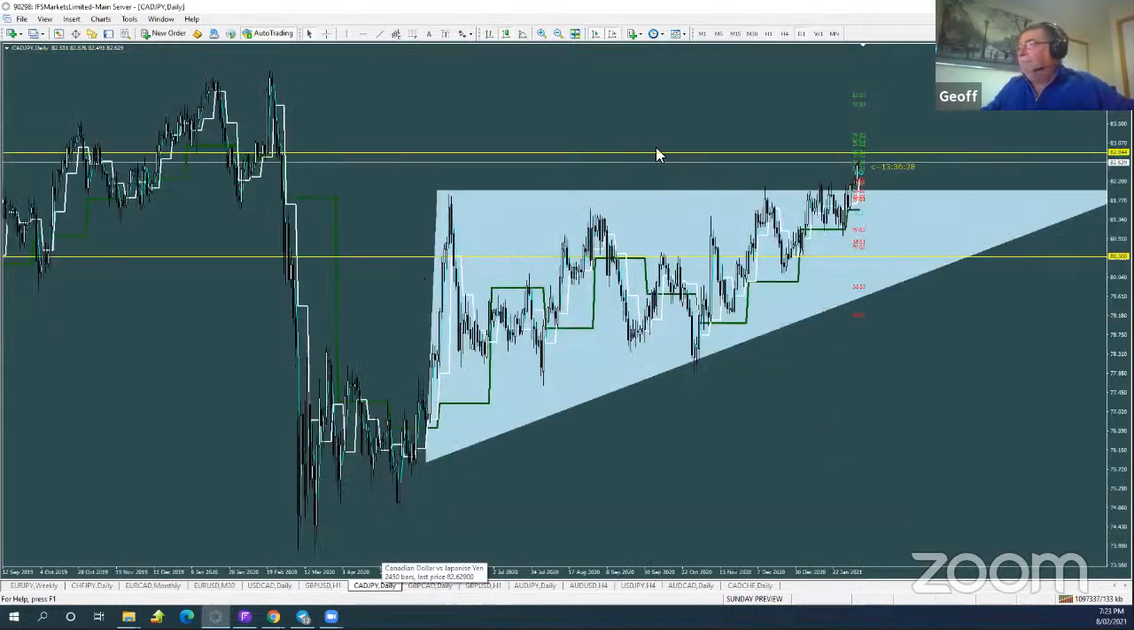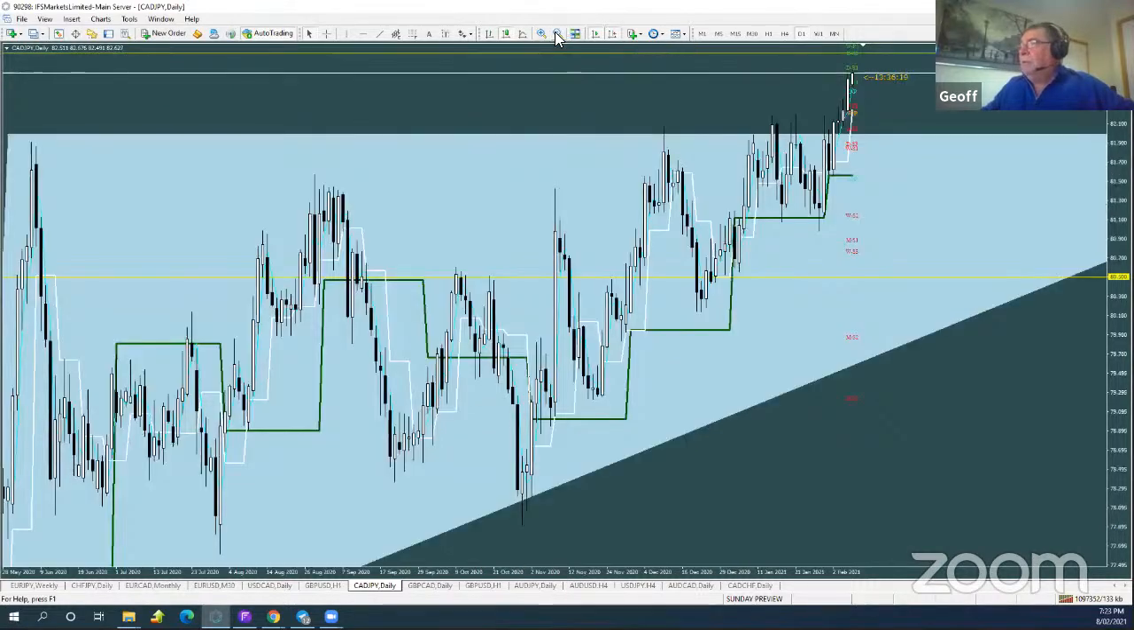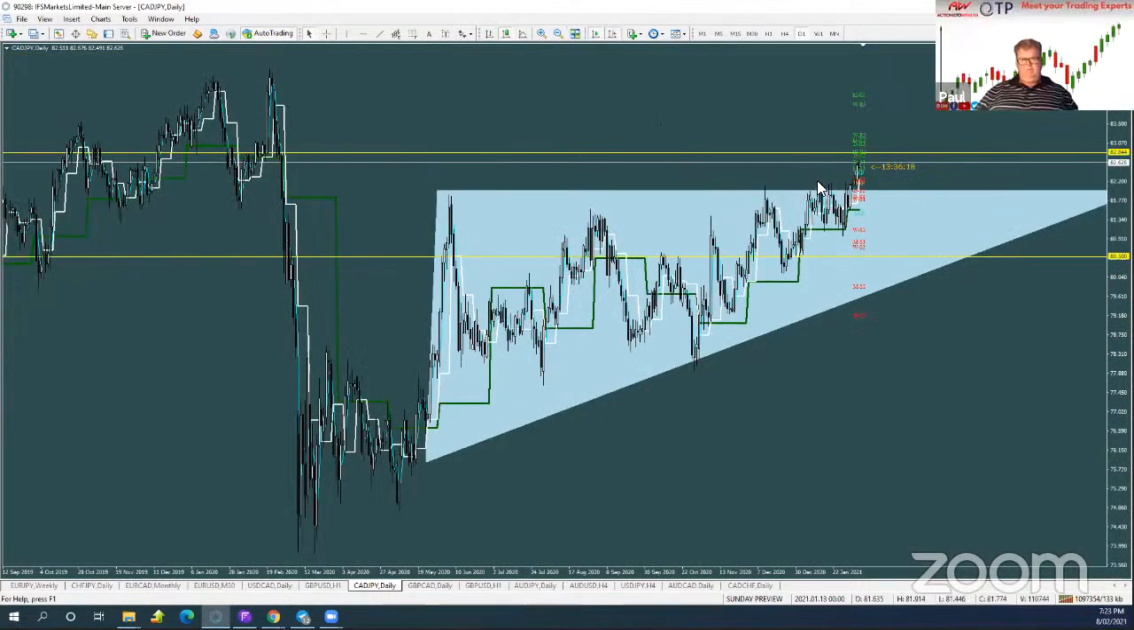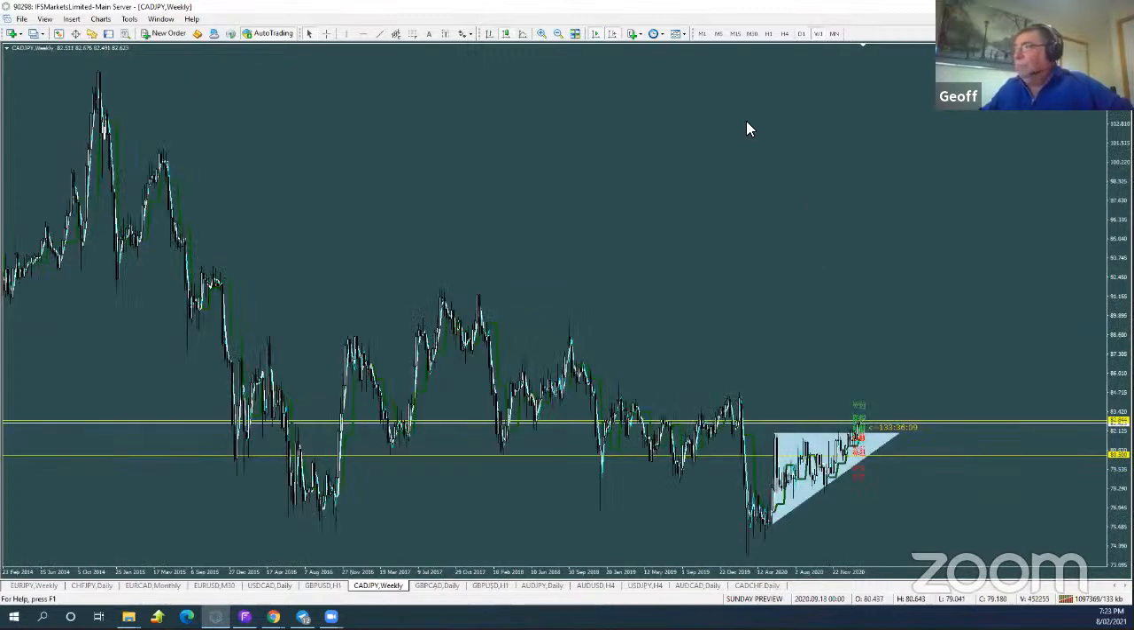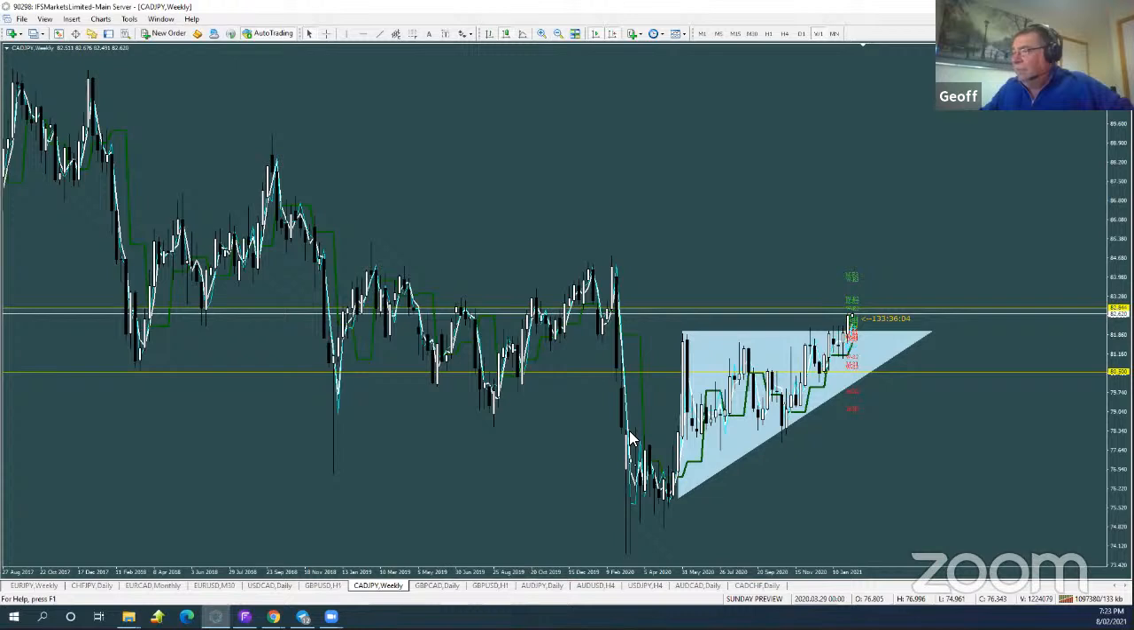CAD Yen is next on my list. And the reason CAD Yen is next on my list is because we've just broken a range. Haven't we? We have fairly well. Now, those of you who have been watching this show for quite some time will know that this tweezer bottom here, followed by this higher high, and then we went into this range, which of course is an ascending triangle.